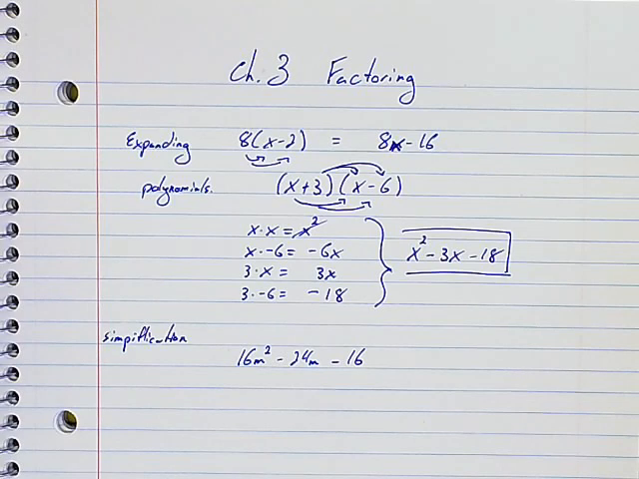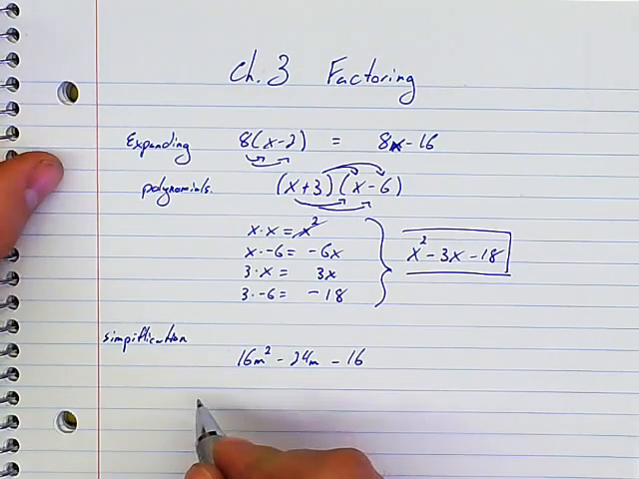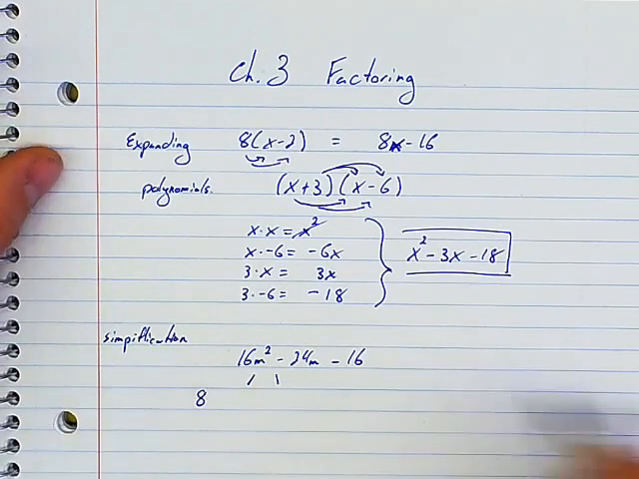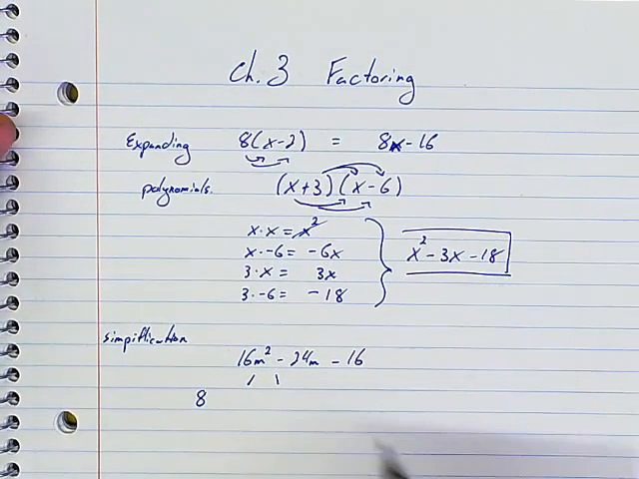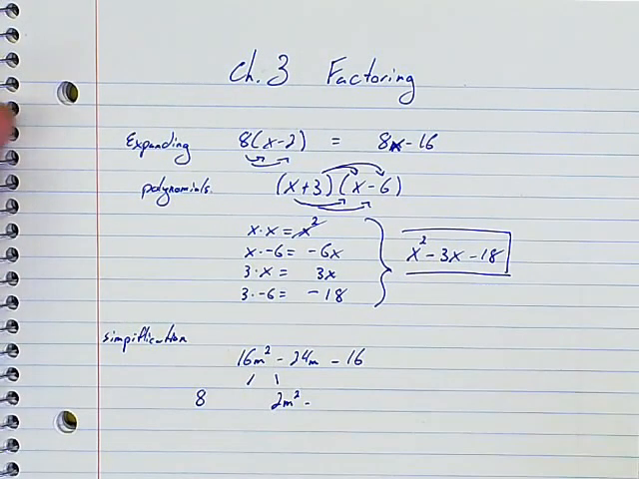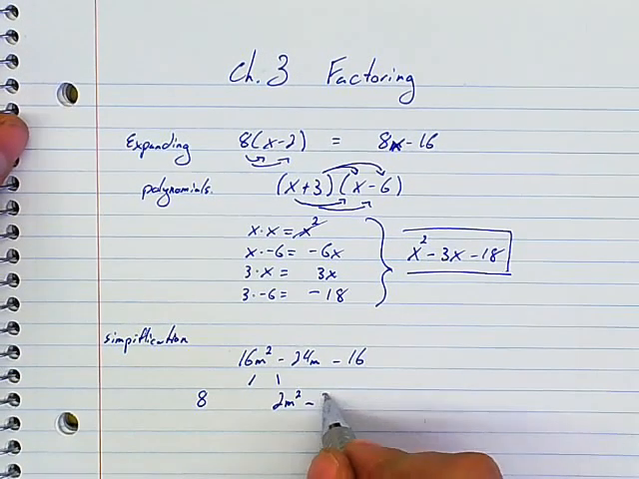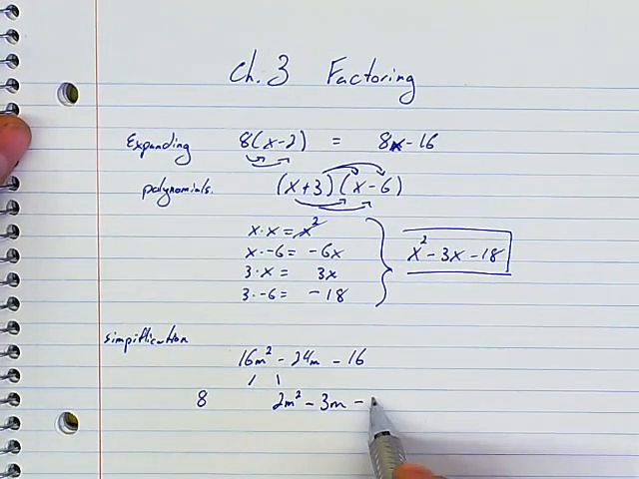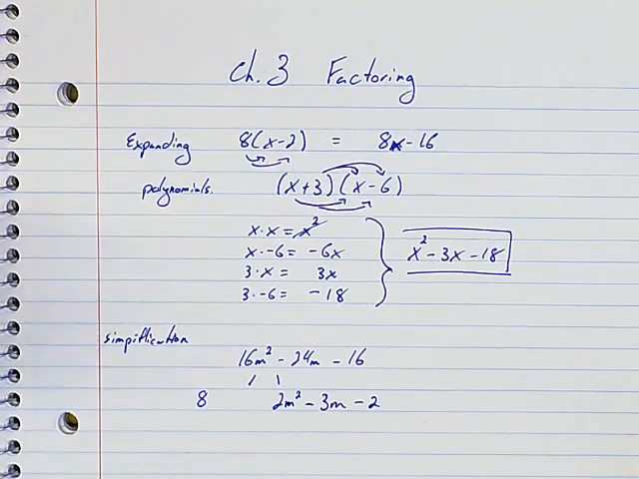2 would work. What's better? 3. 4. Keep going. 8. 8's the best one. If I pull out an 8, what's 16m squared divided by 8? 2m squared. And what is negative 24m divided by 8? Negative 3m. Yes. And what's negative 16 divided by 8?